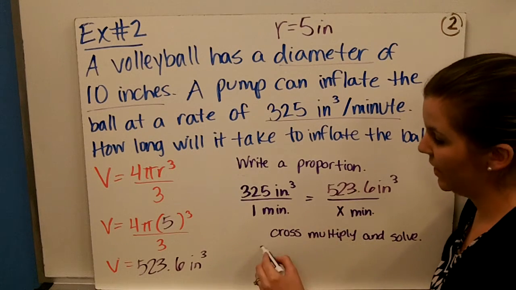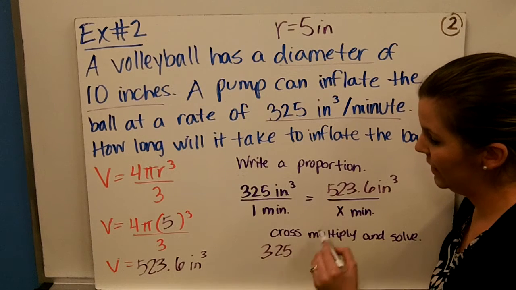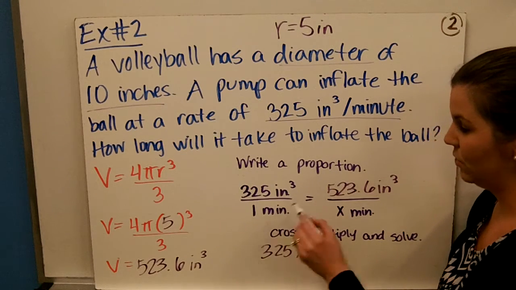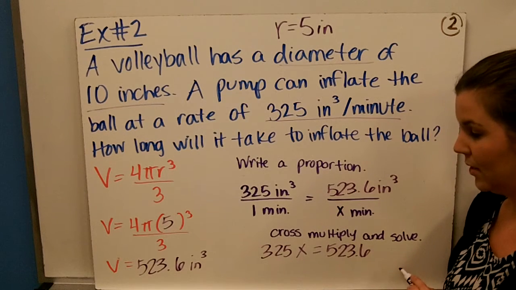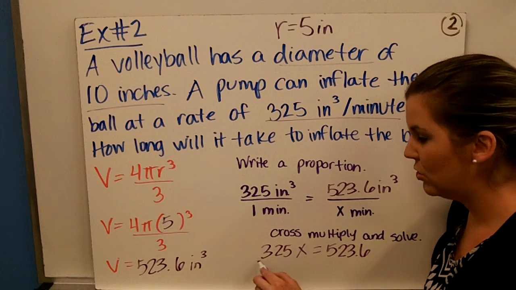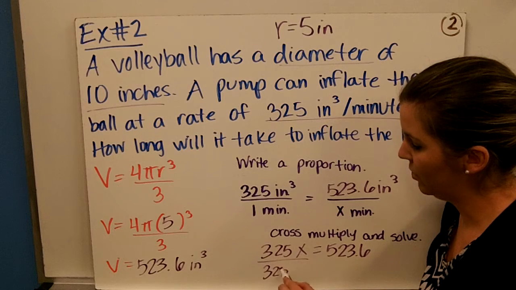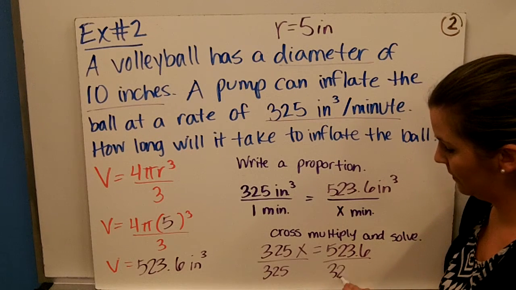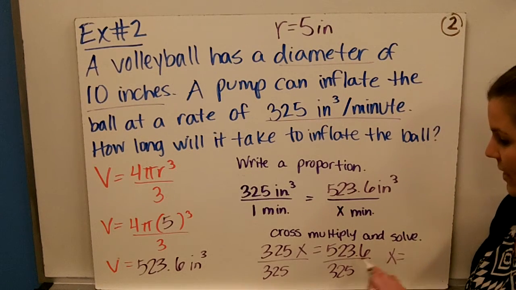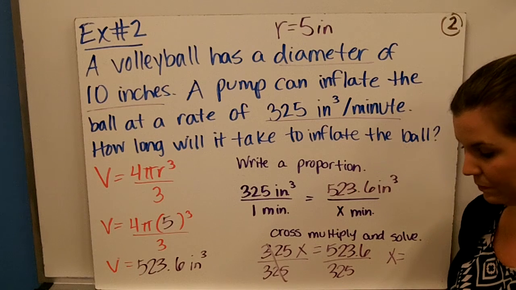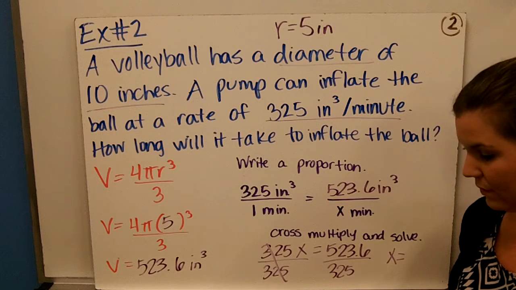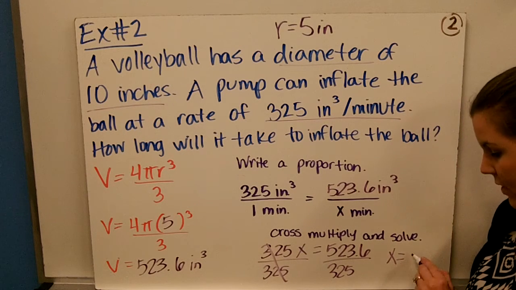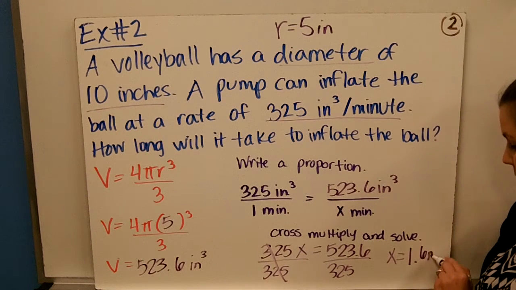So we're going to cross multiply. 325 times x is equal to 1 times 523.6. And to solve this equation, you just simply divide both sides by 325. So x equals 523.6 divided by 325, which is 1.6 minutes.